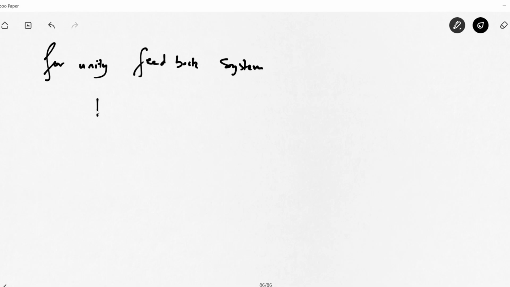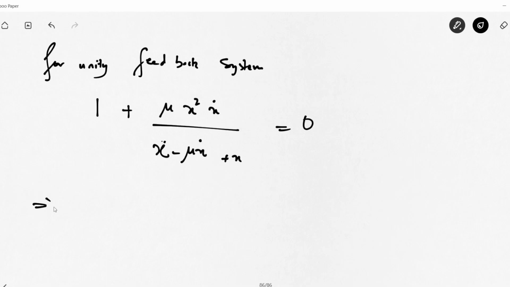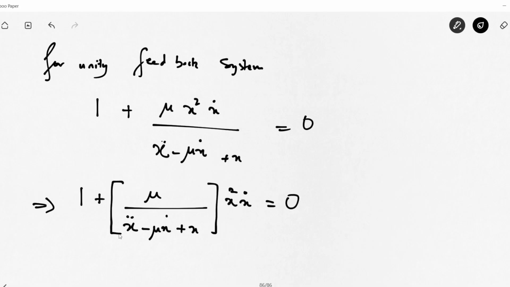Now if we have a unity feedback system, then the overall characteristic equation will be 1 plus G(s)H(s). Therefore, we can take out x double dot minus mu x dot plus x common, so this becomes 1 plus mu x square x dot divided by x double dot minus mu x dot plus x equal to 0, which implies 1 plus mu divided by (x double dot minus mu x dot plus x) into x square x dot is equal to 0. We are separating again the linear part from the nonlinear part of the system.